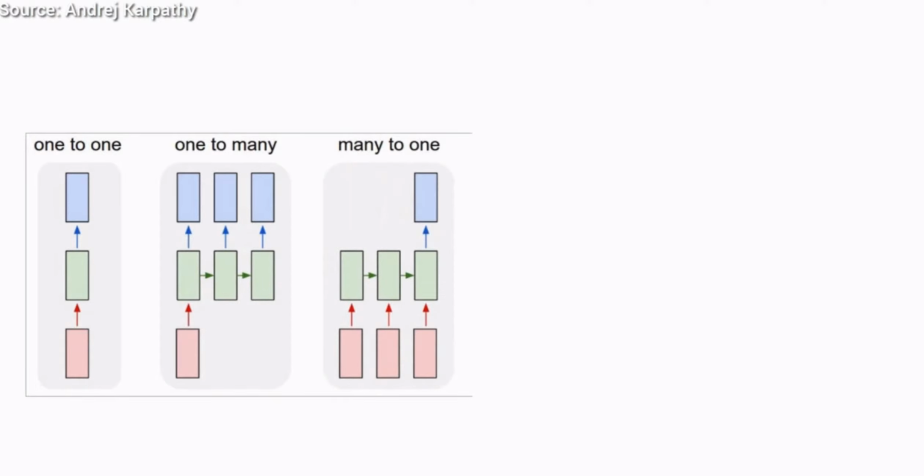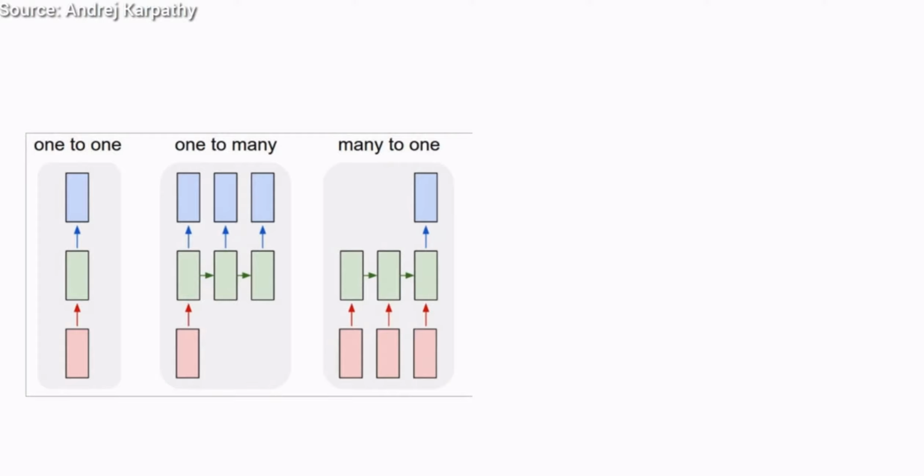For a many-to-one relation, a good example is sentiment analysis. This means that a sequence of inputs, for instance a sentence, is classified as either negative or positive. This is very useful for processing movie reviews, where we'd like to know whether the user liked or hated the movie without reading pages and pages of discussion.